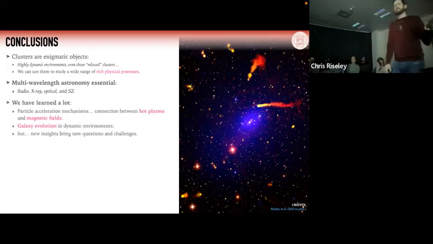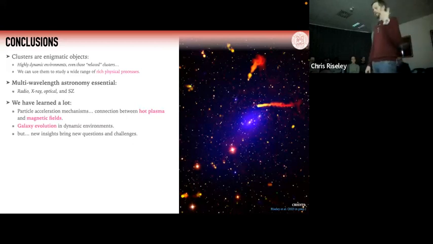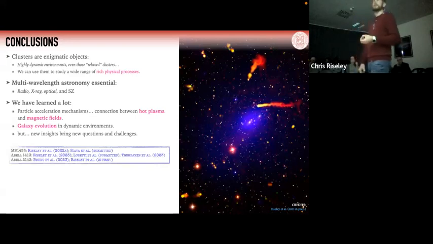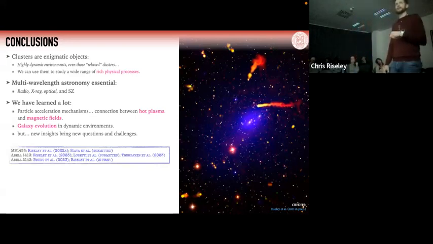We've learned a lot from this, even just from these first three studies, about particle acceleration mechanisms, magnetic fields, the connection between the hot plasma and the synchrotron emission, and about galaxy evolution in dynamic environments. You can see, just looking at the colors of these sources, tracing yellow through to red, going from active injection to very steep spectrum emission. But these new insights bring a lot of new questions and a lot of new challenges, and really emphasize the connection between observation and theory. Theory needs to catch up with observation. Frankly, we've got some exquisite instrumentation.